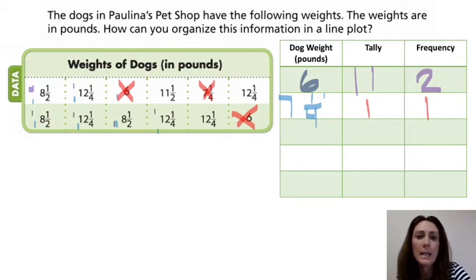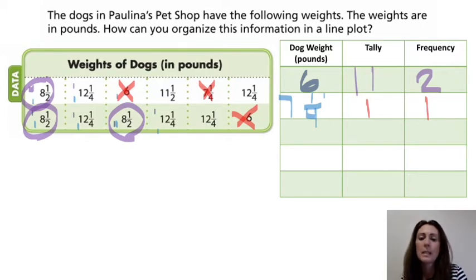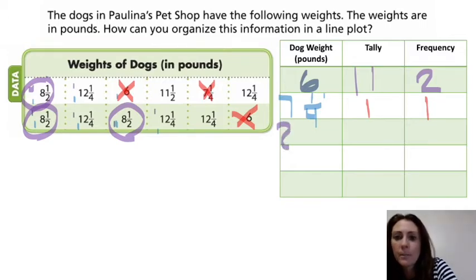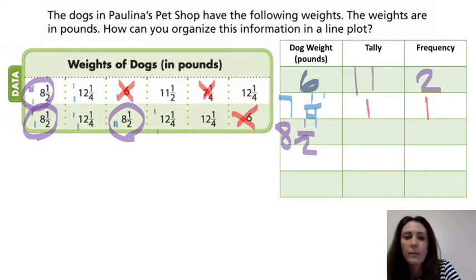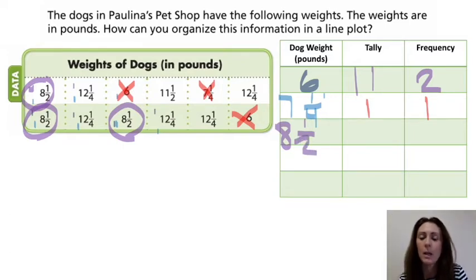I have an 8 1/2 here. Let's see if anything else. I'm just scanning my data. Anything else? There's another 8 1/2, another 8 1/2. I don't see anything else that comes after 7 1/4. So the next fraction that would go in our frequency table would be 8 1/2. Now you tell me how many times did that occur and how many tally marks should I have?